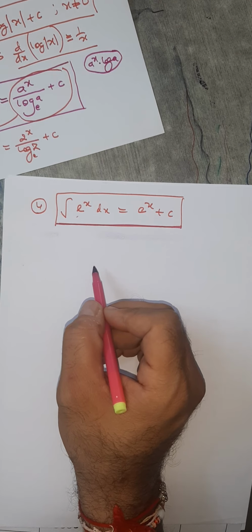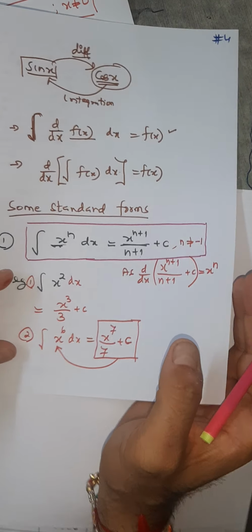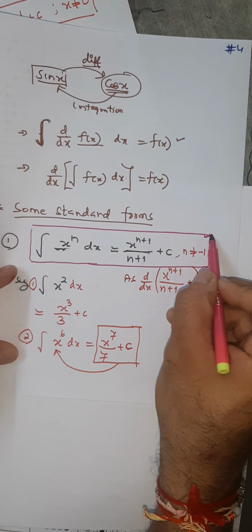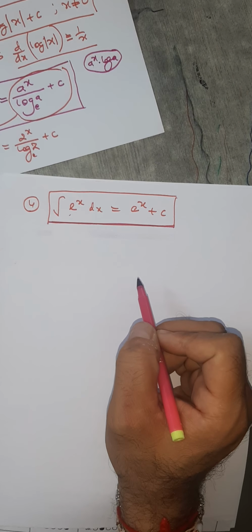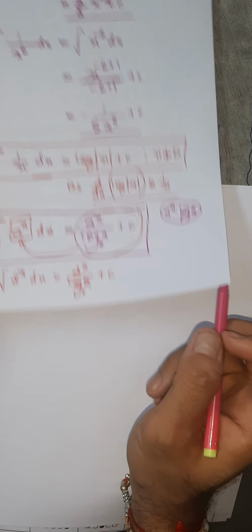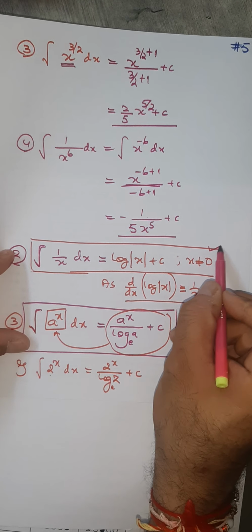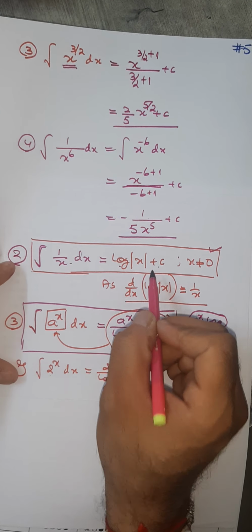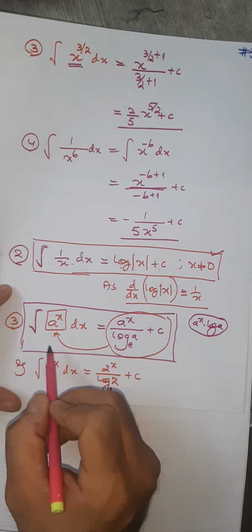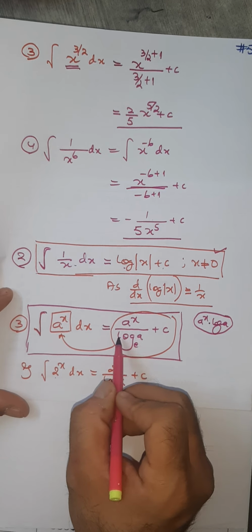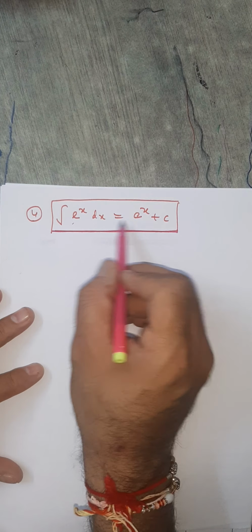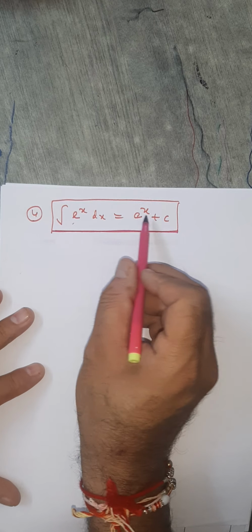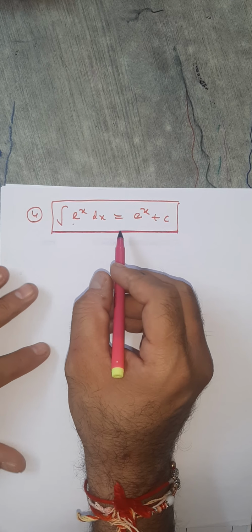So one is the power function: the integral of x raised to n is to raise the power by one and divide by the new power. The second one is the integral of 1 upon x, which is log of mod of x. The third one is the exponential function, a raised to x upon log a. And the fourth one is the standard exponential function: the integral of e raised to x is e raised to x.